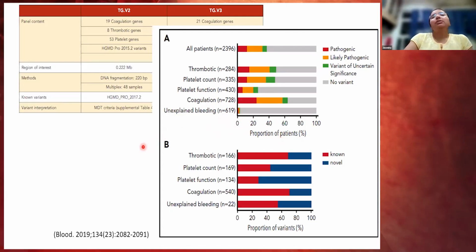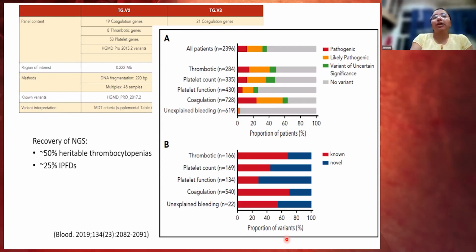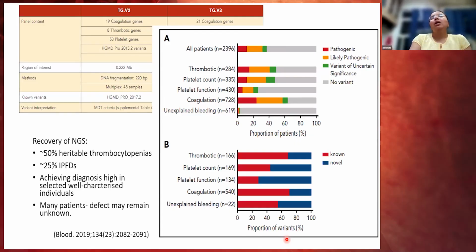Now that indicates that genetic testing today cannot replace the testing for everything. The yield is, as I said, 50% for heritable thrombocytopenias and 25% for inherited platelet function disorders. So basically, if you have a well-characterized individual where you've done the phenotypic testing, applying NGS will be able to diagnose your patient correctly and the yield will be high. However, for many patients, even with the current panels, the defect will remain unknown.